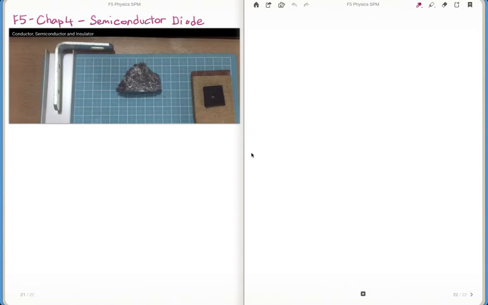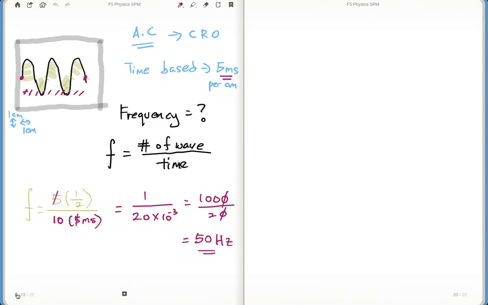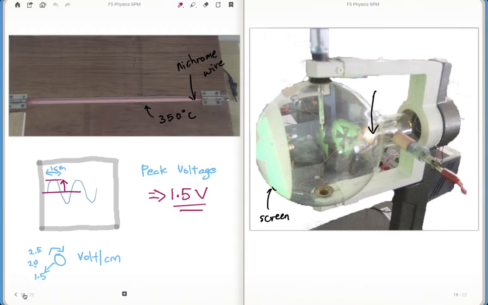Now in this video I'm going to show you SPM Form 5 Physics Chapter 4 Part 2. It will be called Semiconductor Diode. Previously, in part 1 of my video, I talked about the CRO, cathode ray oscilloscope, and this is one of the models that I use to show you how the filament works. You may click on this square and it will bring you to another YouTube video on how the filament works.